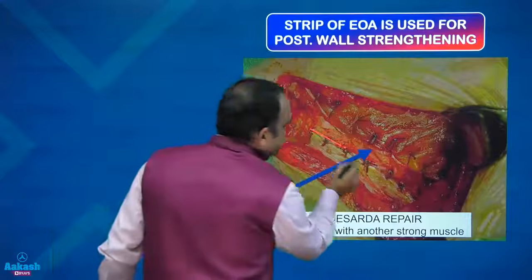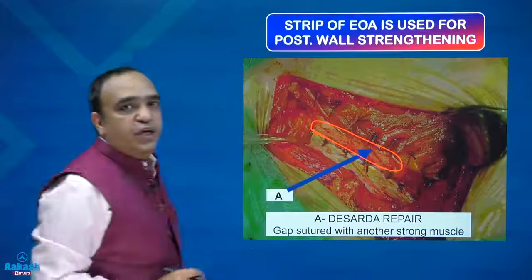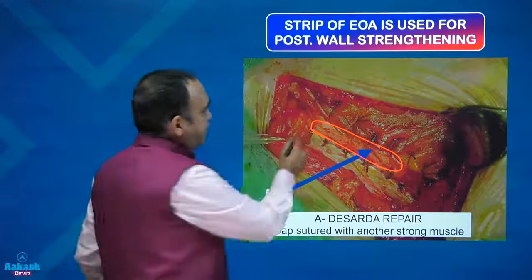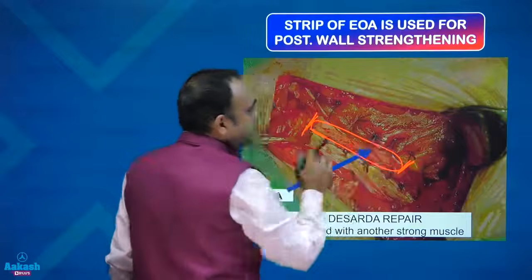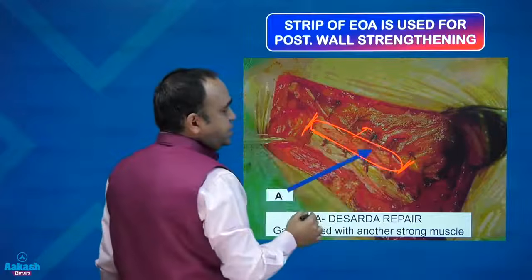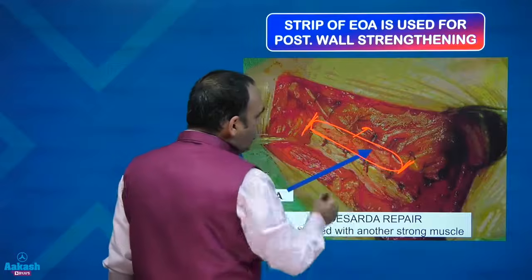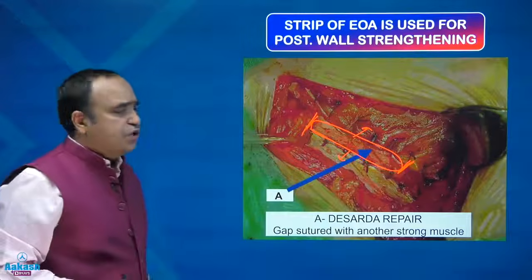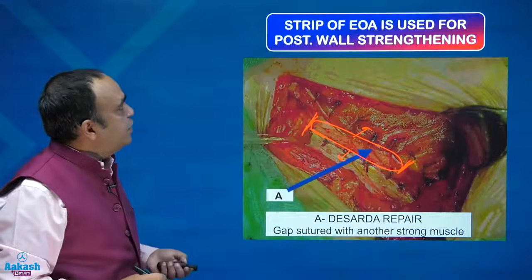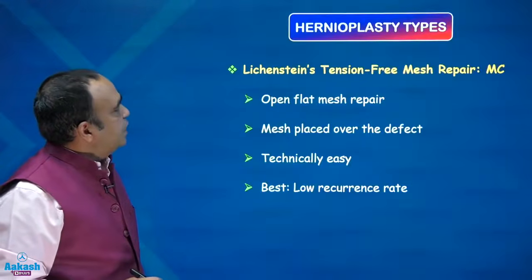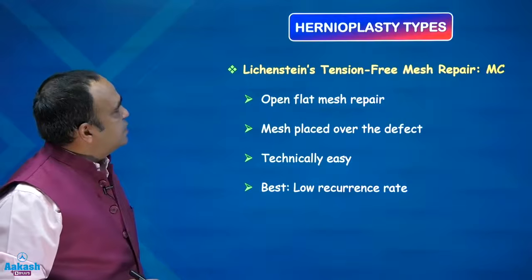So that's the strip I am talking about, external oblique aponeurosis, but it's attached on both the ends with the muscle. Only the middle part is separated, and one side it is approximated to the conjoint tendon and one side to the inguinal ligament. So it covers the posterior wall defect. Okay, now the types of hernioplasty, right?